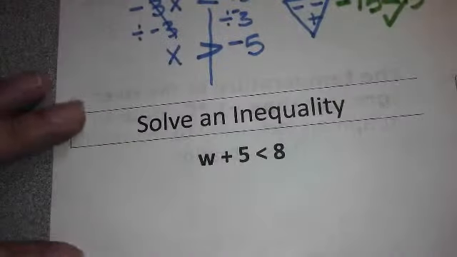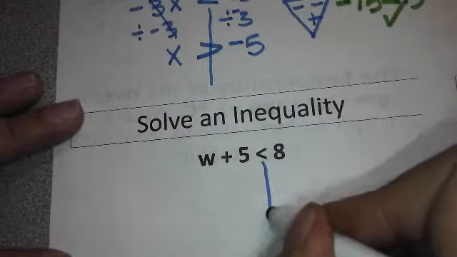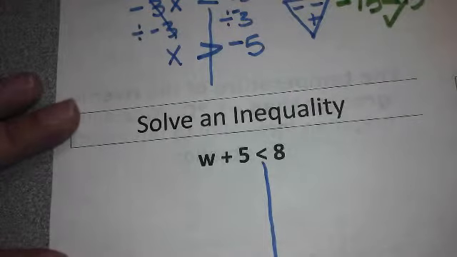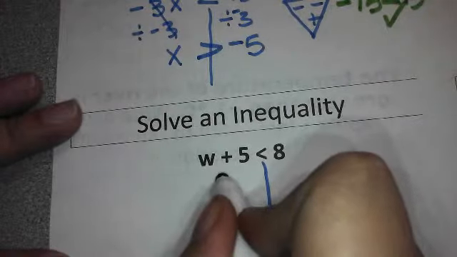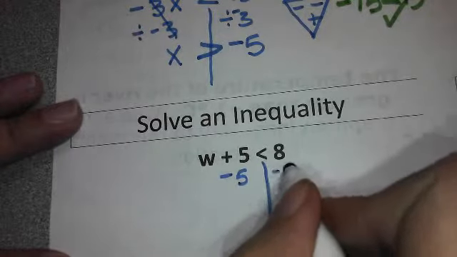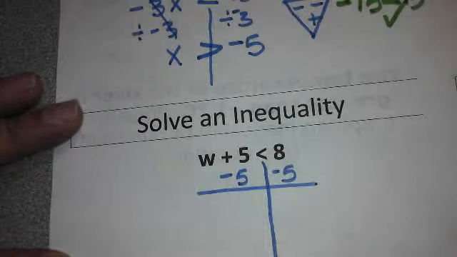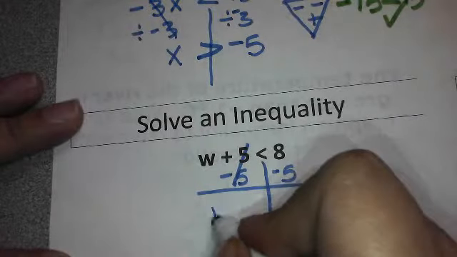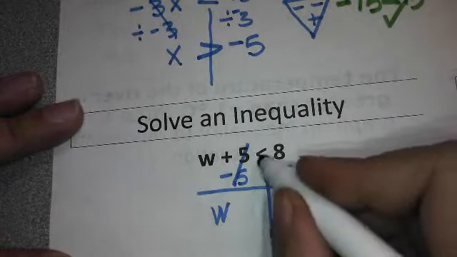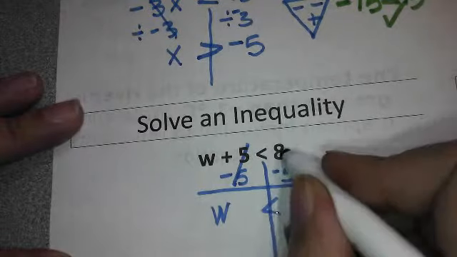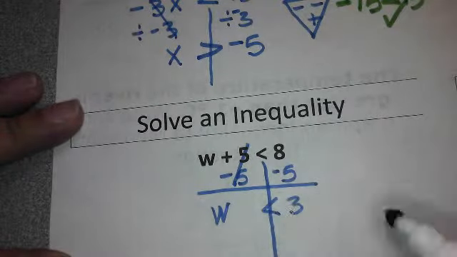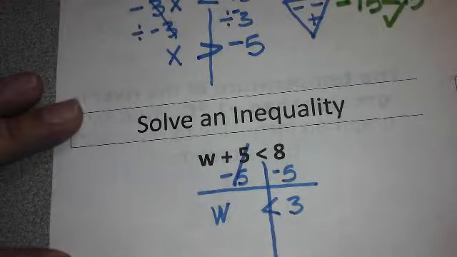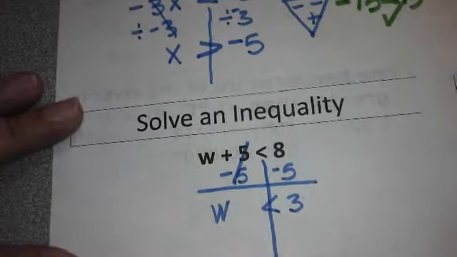Try the next example. W plus 5 is less than 8. To undo the +5, you're going to subtract 5 on both sides. The 5s are going to cancel out, leaving you with a W. Take the sign, slide it down. 8 minus 5 is 3. So W is less than 3.